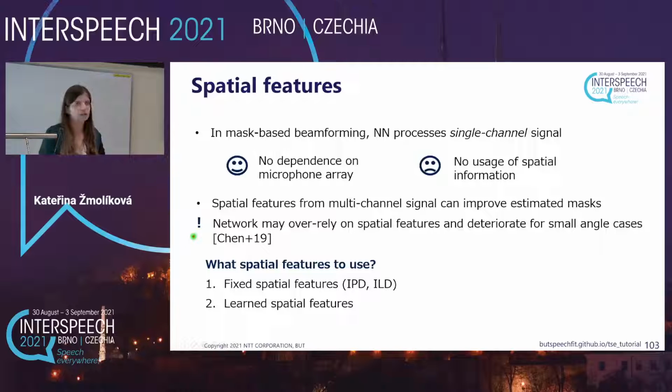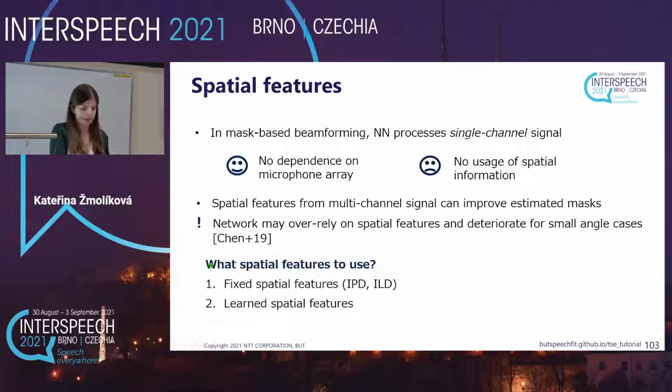When we do that, the neural network may learn to over-rely on the spatial features. It has been shown in some works that if we use the spatial features, then if we apply the neural network to mixtures where the speakers are not very well spatially separated, they are speaking from the same direction, then the performance can deteriorate a lot and be even significantly worse than a neural network which doesn't use the spatial features at all. This can be overcome, for example, by more careful design of the training data, but it is something to be aware of and to be careful about.